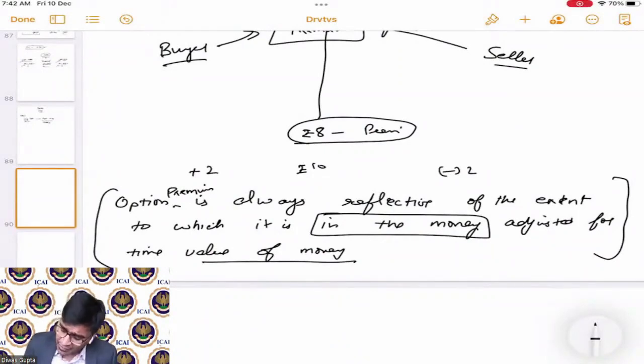So if it has moved from 8 to 10, can anyone tell me what would be the only factor because of which this 8 to 10 movement has happened from day 1 to day 2? For example, this is day 1, this is day 2. What is that factor because of which the movement has happened from day 1 to day 2?